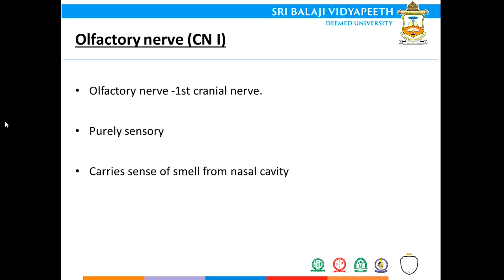Now, the olfactory nerve. The olfactory nerve is the first cranial nerve, and it is purely sensory. When it is purely sensory, it will have sensory fibers, that means afferent fibers. It is carrying the sense of smell.